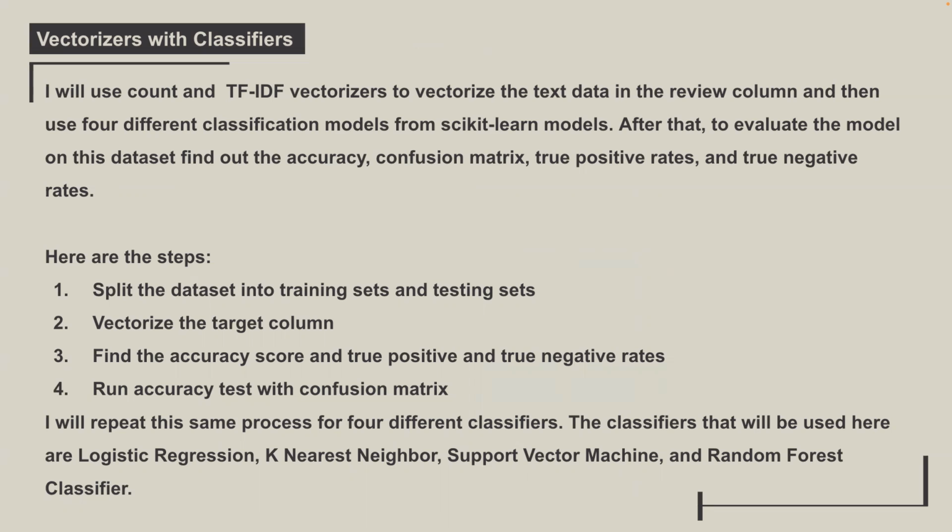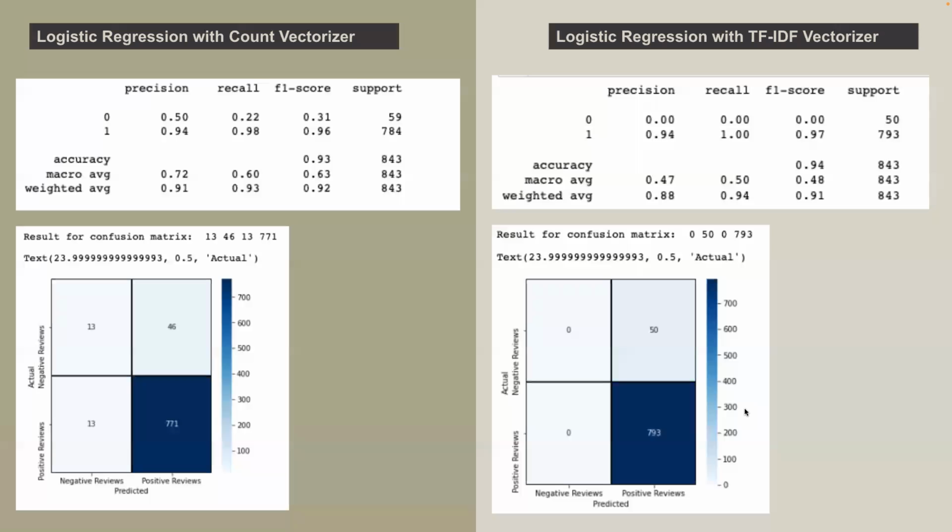More details: the 4 classification models I mentioned earlier are logistic regression, k-nearest neighbor, support vector machine, and random forest classifiers. All right, so here is the comparison using logistic regression with two different vectorizers. On the left side is the outcome from count vectorizer. We can see the accuracy score got 93, but for TF-IDF, logistic regression got 94, which is about 1% higher than the other one.